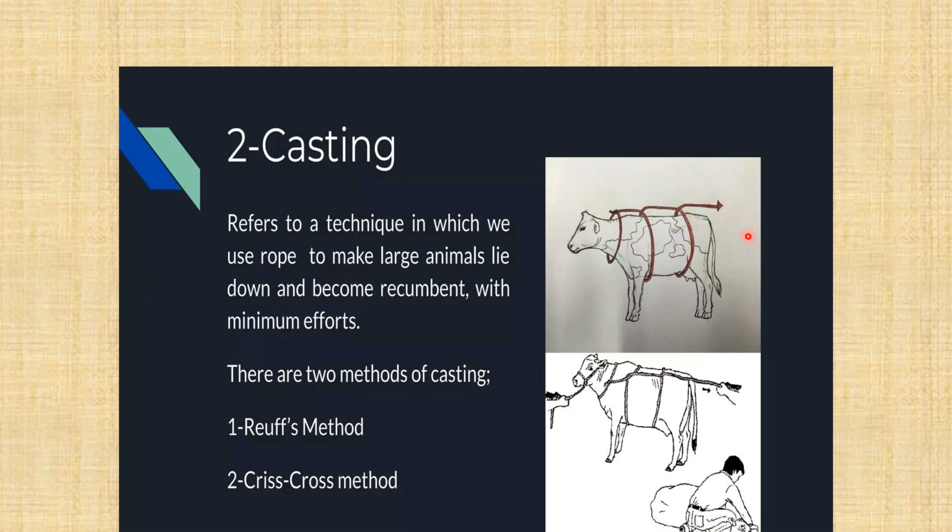Then another method is casting. This refers to a technique in which one uses a rope as a restraining tool, to make large animals lie down easily and become recumbent with minimum effects. But surgeries, etc., cannot be done here without antibiotics, analgesics, or agents which cause numbness.